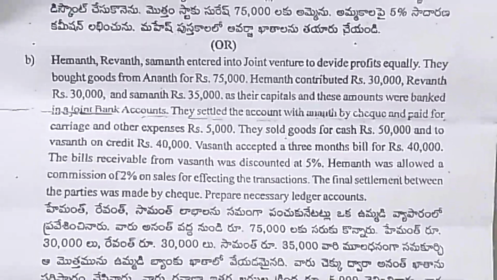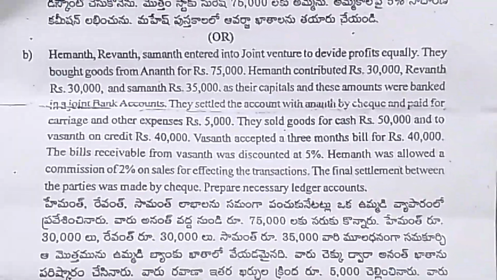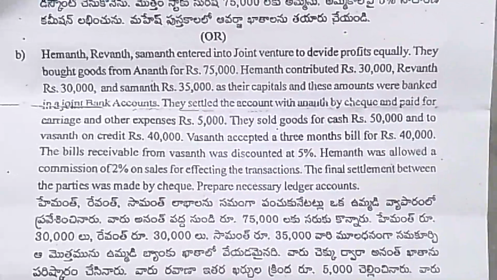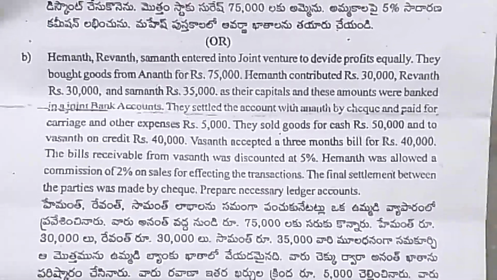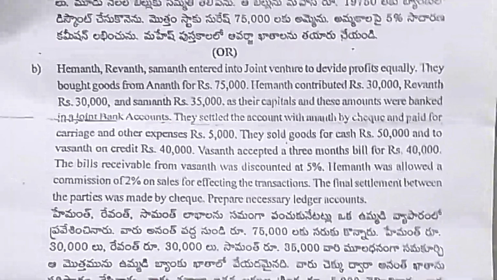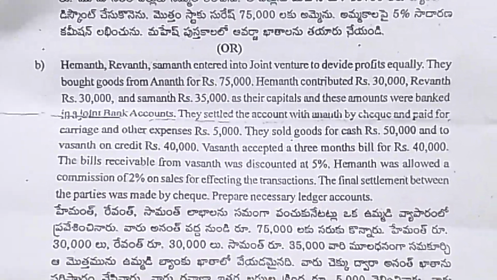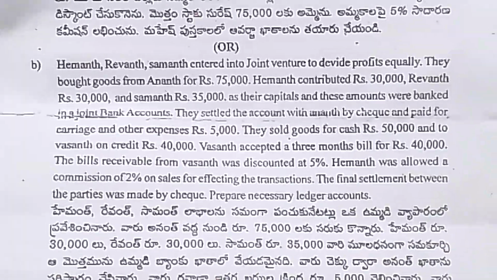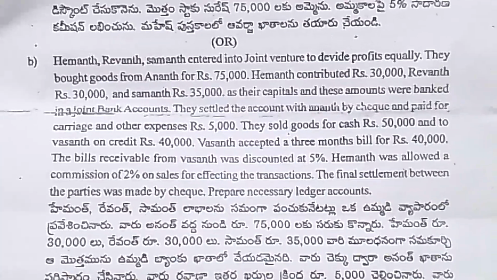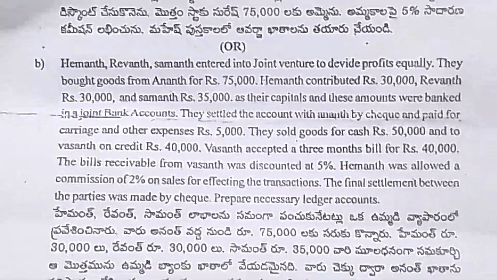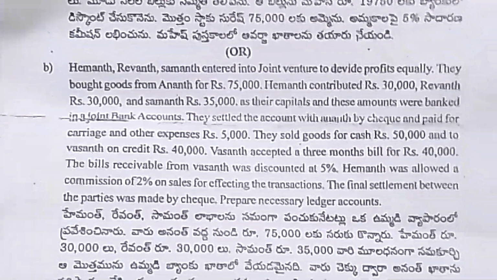They opened a joint bank account. They settled Anant account by check, and paid carriage and other expenses 5,000. They sold goods for cash 50,000, and to Vasant on credit 40,000. Vasant accepted 3 months bill 40,000. The bill receivable from Vasant is discounted at 5%. Hemant allowed commission 2% on sales for transaction. The final settlement of their parties made by check. Prepare necessary ledger accounts.